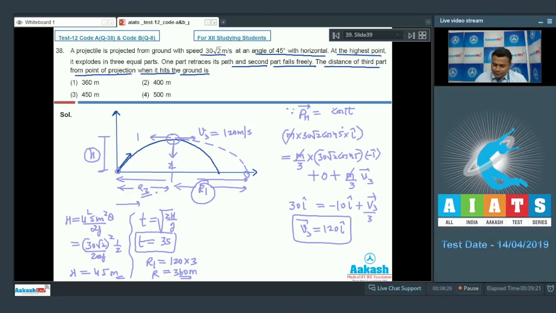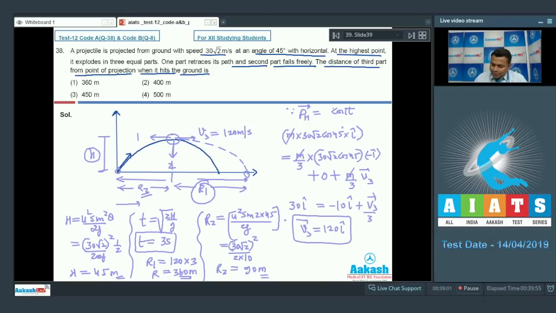Now we have to calculate R2. R2 will be half of the initial range, that is u square sine 2 into 45 degree divided by 2g, half of the initial range. Putting the values, we get u square, that is 30 under root 2 whole square, sine 90, 1 upon 2 into g. After solving, R2 gets us 90 meter.